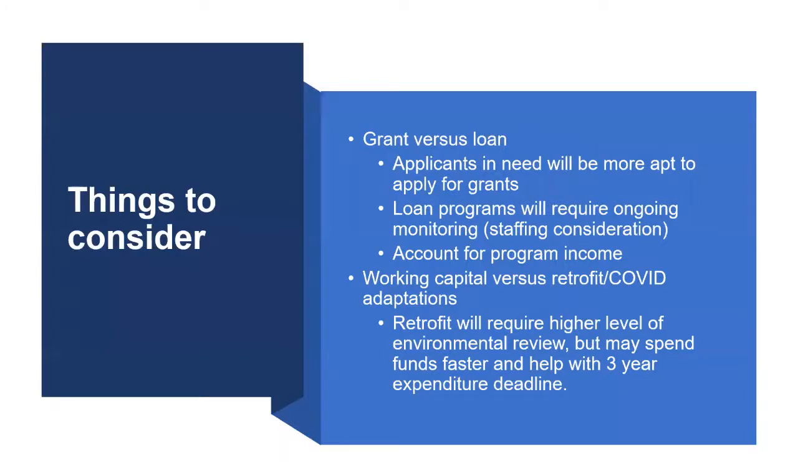Next. When you're structuring your program, here are some additional things to think about. If timeliness is a concern, structure your program as a forgivable grant and not a loan program. Many struggling businesses either will not pursue or will not be good candidates for a loan program. In addition, loan programs will require the grantee to have ongoing monitoring responsibility and tracking of program income over time. Working capital grants and loans require a lower level of environmental review, but they will require development of specific data to determine necessary and reasonable costs. Most grantees would use historic data from the business's last regular operating year, which would obviously be pre-pandemic.